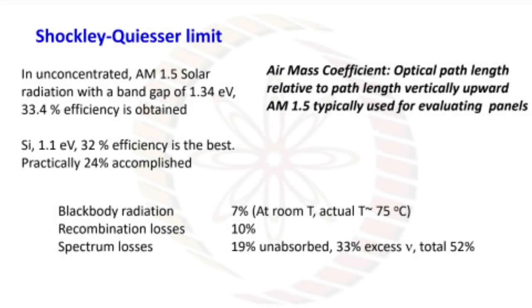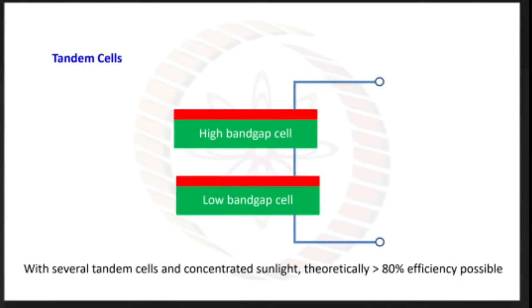It says that in unconcentrated AM 1.5 solar radiation, with a band gap of 1.34 electron volt, 33.4% efficiency is obtained. And for silicon, 1.1 electron volt, 32% efficiency is the best, practically 24% accomplished. So black body radiation 7%, recombination losses 10%, spectrum losses 19%, unabsorbed 33%, excess and total 52%. There is a concept of tandem cells, that is, a high band gap cell and a low band gap cell. With several tandem cells and concentrated sunlight, theoretically greater than 80% efficiency is possible.